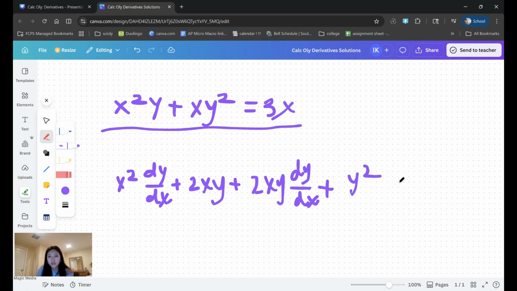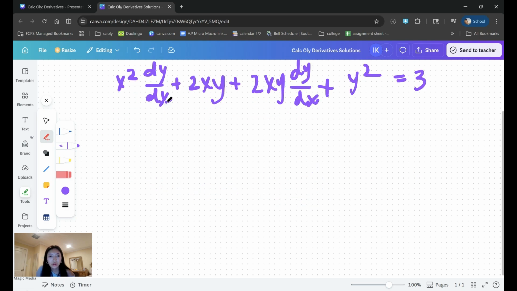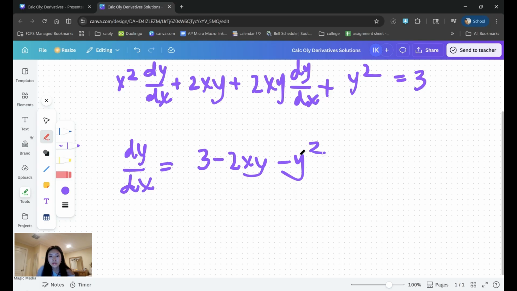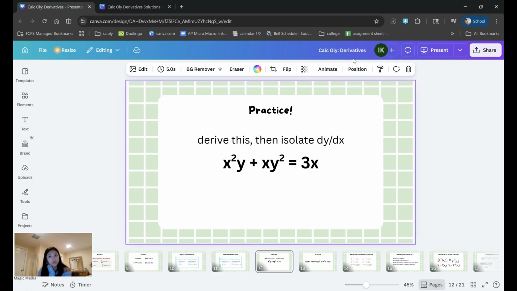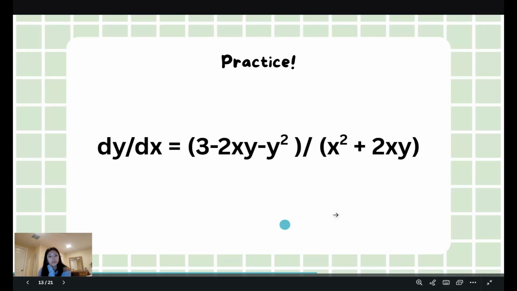Plus, equals 3. Okay, now we're going to put all of the dy/dx's on one side. And then you're going to get, sorry guys if this is kind of sloppy, but this is your final answer. Okay, that's the solution.